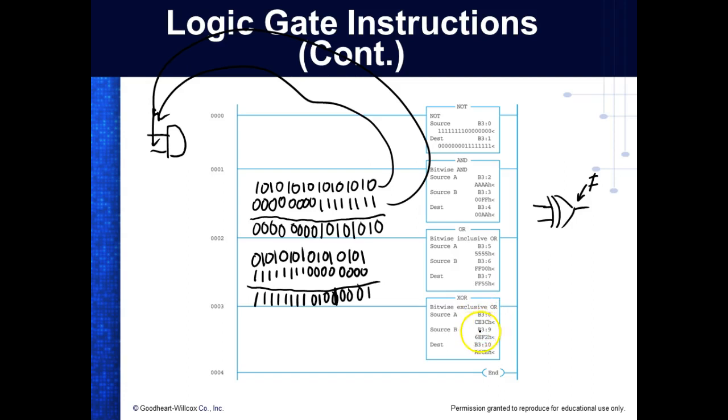So here they got a weird number. CE3C. Okay, so CE3C. And then we're exclusive ORing it with 6.